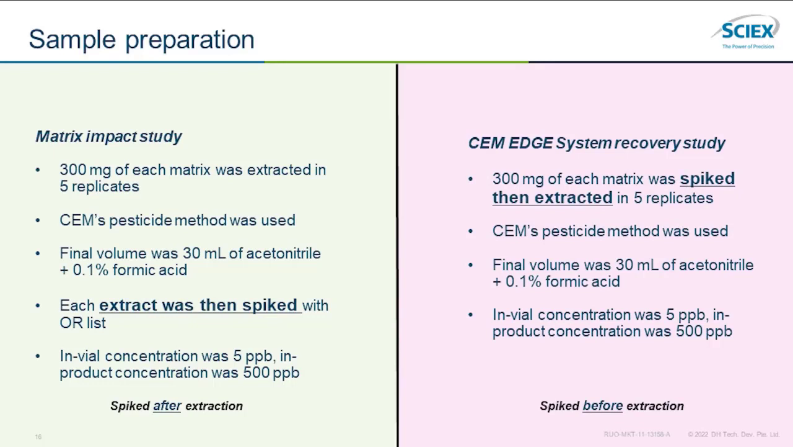So to do this, 300 milligrams of each matrix was extracted into 5 replicates, with the final volume being 30 milliliters of acetonitrile and 0.1% formic acid. In the matrix impact study, it was spiked after. In the recovery study, it was just spiked before, and this ends up being a 1:100 dilution.